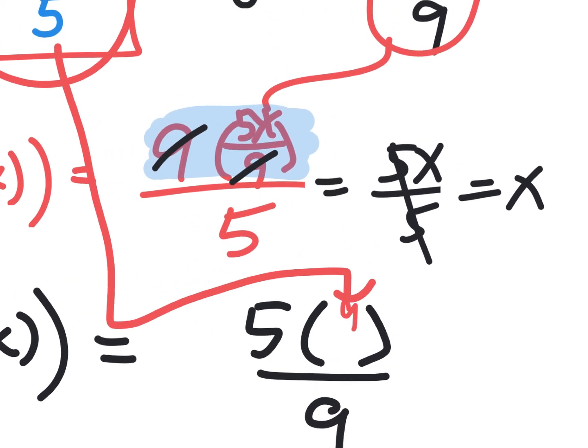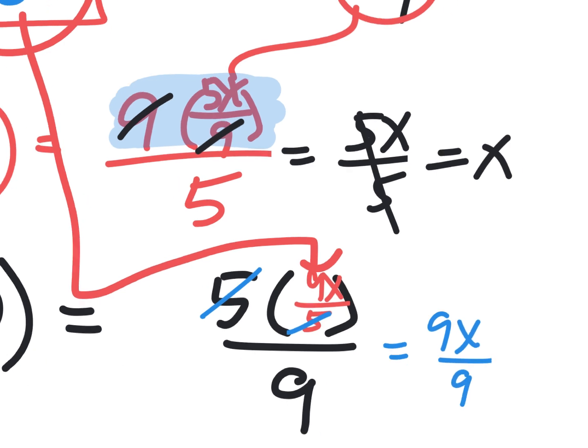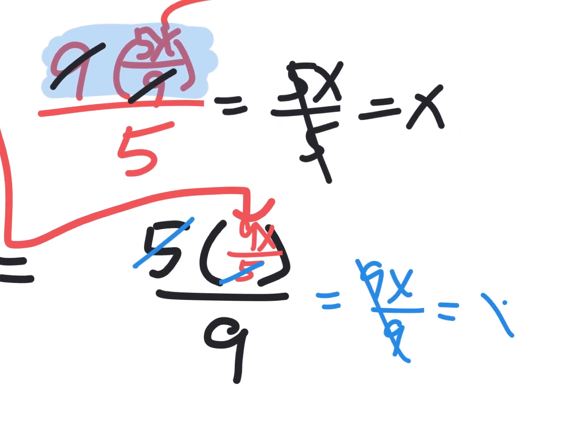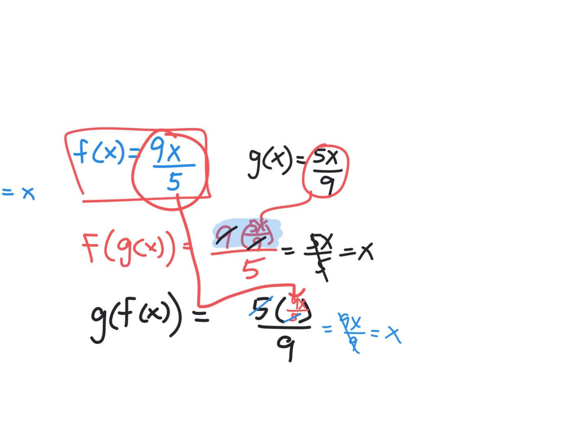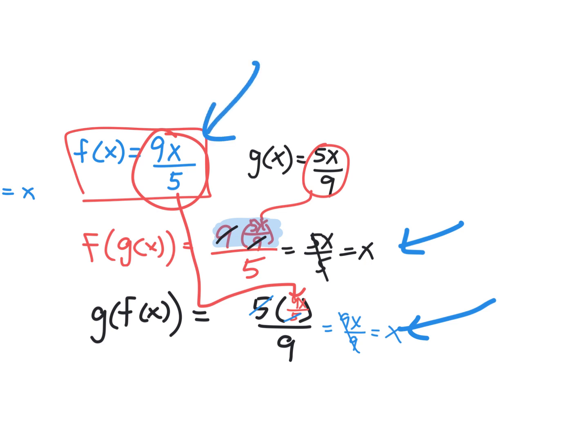Can you tell me what cancels first? The 5's cancel first because you finished the top of the fraction first, and then you're left with 9x over 9, and that equals x. As long as you've proved g of f of x and f of g of x, the two things, both equal x, you've proved that these are inverses. This and this are inverses of each other. That's what we just proved.